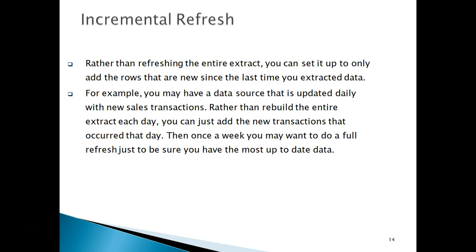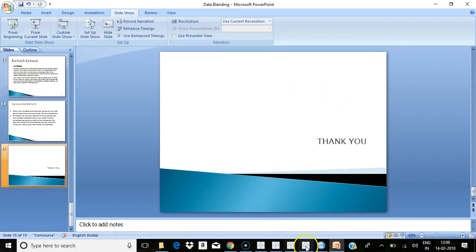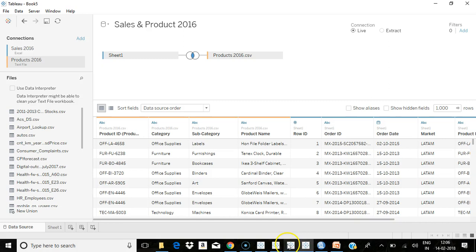For example, you may have a data source that is updated daily with new sales transactions. Rather than rebuild the entire extract each day, you just add the new transactions that occurred that day. Then once a week you may want to do a full refresh just to make sure you have all the data that has been captured in your refreshes. So when you are going to refresh your extracts, based upon the needs, we go for either a full refresh or the incremental refresh. So let's see how to create extracts.